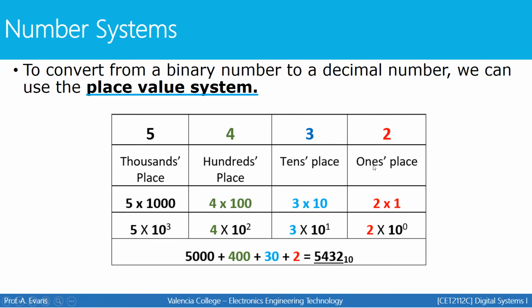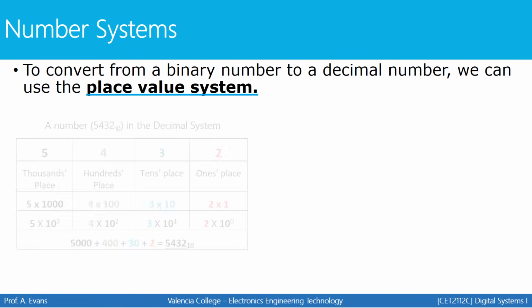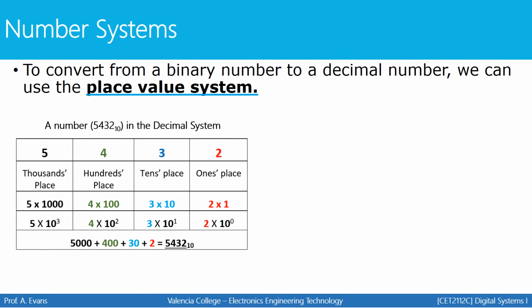5,432 is a base 10 number. That's why we multiply in each place value with an exponent of 10. That 10 comes from the fact that the number I began with was a base 10 number. So we're going to take this concept and extend it to a base 2 number. So here's a reminder of what we just went over.